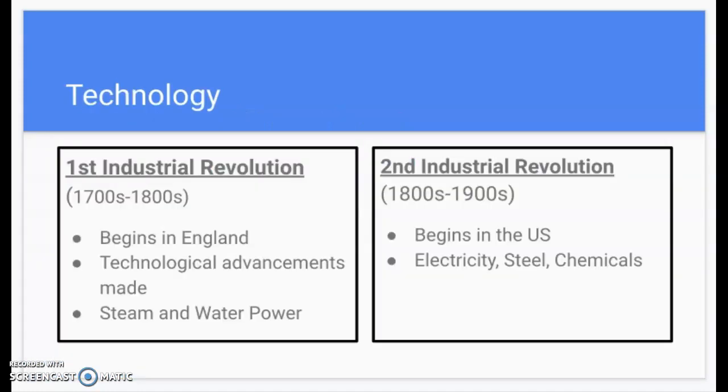The technology that we're going to look at is under the Industrial Revolution, which you guys had a power focus area. If you guys remember, it happened around the 1700s all the way to the 1900s. The first one began in England, and some technological advancements included steam and water power for more productive farming. The second one began in the United States in the 1800s for more electricity, steel, and chemicals.